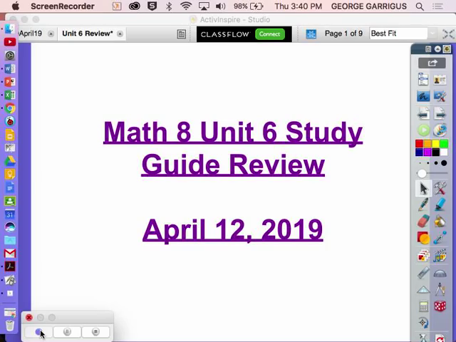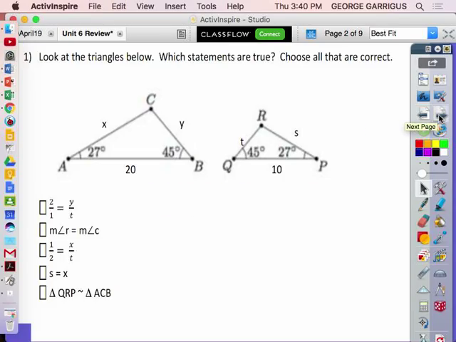This is the Unit Math 8, Unit 6 Study Guide review. First problem. Look at the triangles below. Which statements are true? Choose all that are correct.